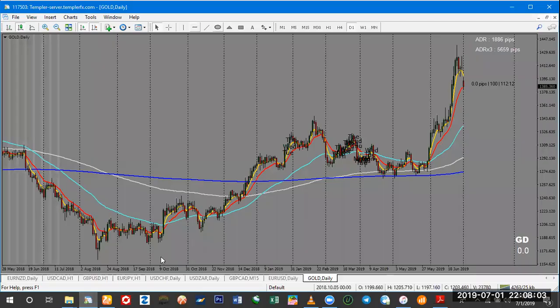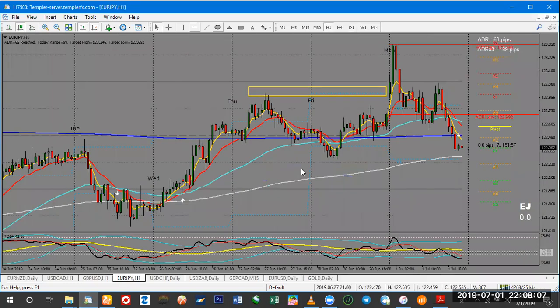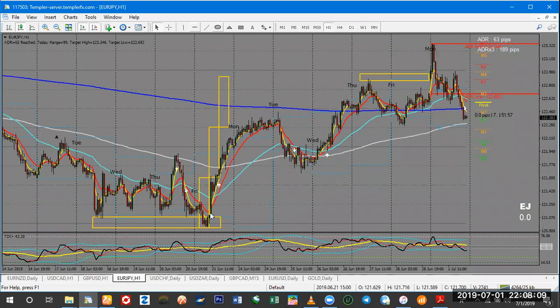But what do I mean by correction? Correction is what happened to Euro yen here. You see this, there was a big rise here, like 2 times ADR straight off. You should expect a deep stop punch like this. See, this stop punch here is almost 1 times ADR.